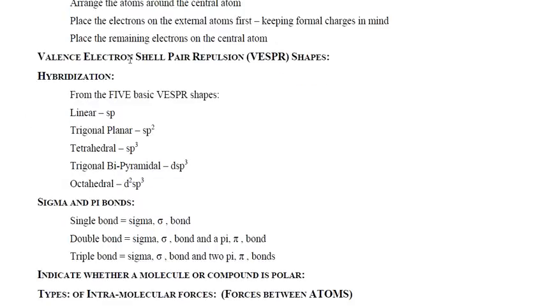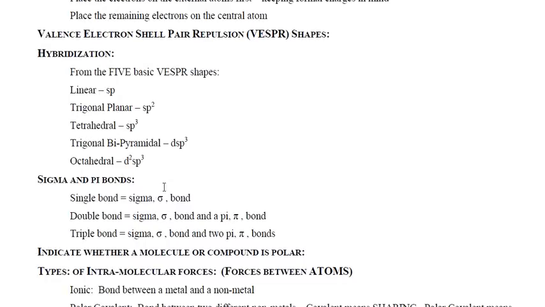Once you know the VSEPR shape and you have your Lewis structure drawn out correctly, then you may be asked to indicate how many sigma bonds and how many pi bonds. If you can remember this, that a single bond possesses 1 sigma bond, a double bond has a sigma and a pi bond, and a triple bond has a sigma bond and 2 pi bonds, you're in good shape.